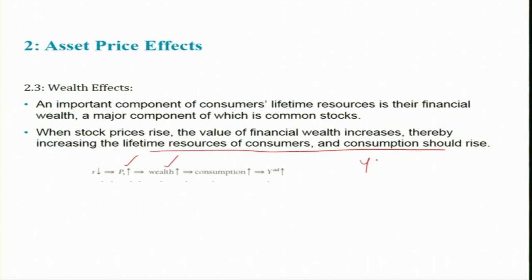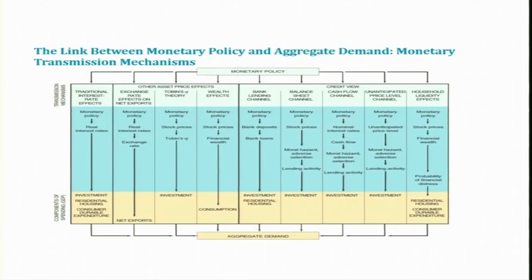We have seen that aggregate demand is equal to C plus I plus government expenditure. So consumption increasing means aggregate demand also increases. Let us present this one. What are the channels that we discussed? This is the diagrammatic presentation of the entire transmission mechanism. This one we have already discussed, the exchange rate also we have discussed, the Tobin's Q ratio we have discussed, and wealth effects we have just now covered. Here monetary policy affects the stock prices, stock price increases, financial wealth increases, and as a result consumption also increases.